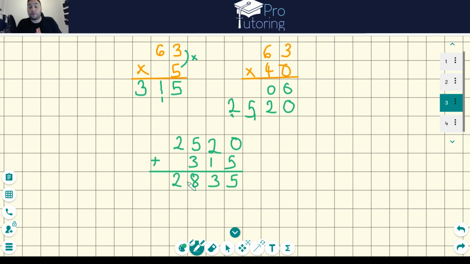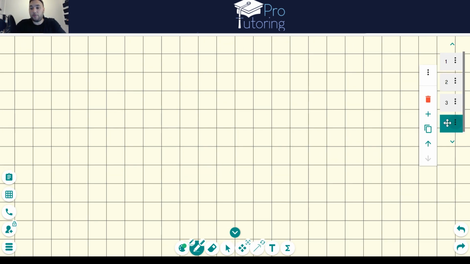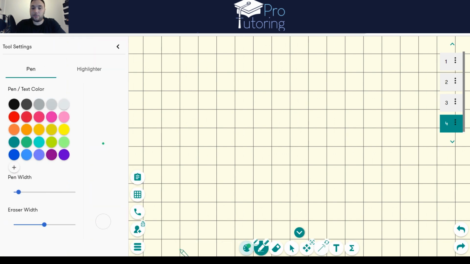So that's how I've partitioned it up. But like I said, I don't want you to know that method, right? That just shows you that what we're doing by partitioning the number does make sense. Now we're going to go on to the formal written method. This is the one I would like you to learn. So let's go on to number 4. And this time we're going to use my favourite colour. It's got to be blue. It's always blue.